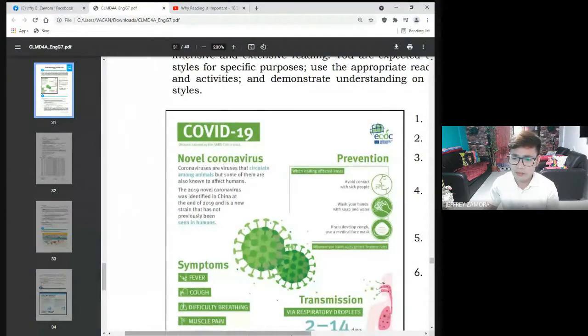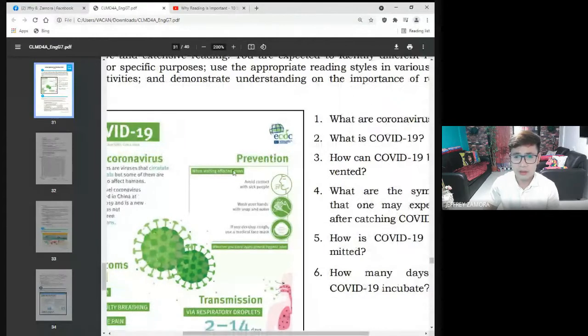Now you have to locate it on this specific information or on this particular area of the infograph. So what are the preventions? Okay, avoid contact with sick people, wash your hands with soap and water. If you develop cough, use a medical face mask. So those are the preventions.